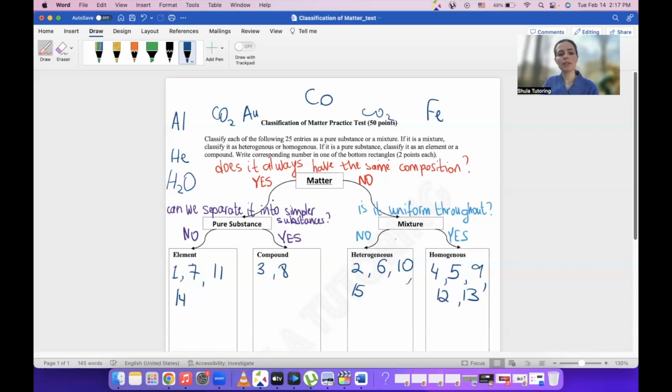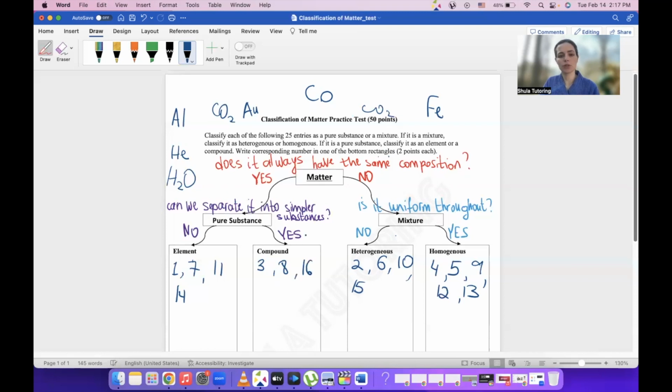Can we separate it into simpler substances? Well, it's two types of atoms together. So technically, we could separate it into carbon atoms and oxygen atoms. So that makes it a compound. That's number 16.